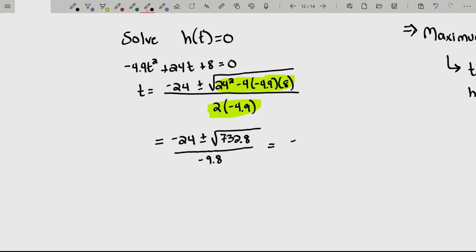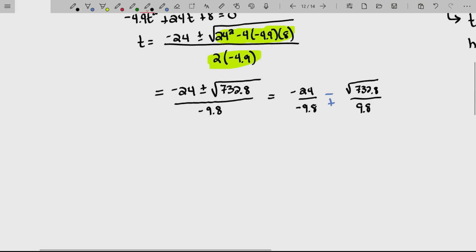Very nice cleanup. And then I'll just go ahead and say it's either at negative 24 over negative 9.8 plus or minus the square root of 732.8 over 9.8. Now you might yell at me and say, wait, no, that denominator was a negative 9.8. You can't do that. What happened to the negative 9.8 downstairs? And I will say it got absorbed into the plus or minus. Right? So if you really want to see it in action, it became a minus plus. Who cares? It just switches those signs. Still, you have one that loses, one that gains.